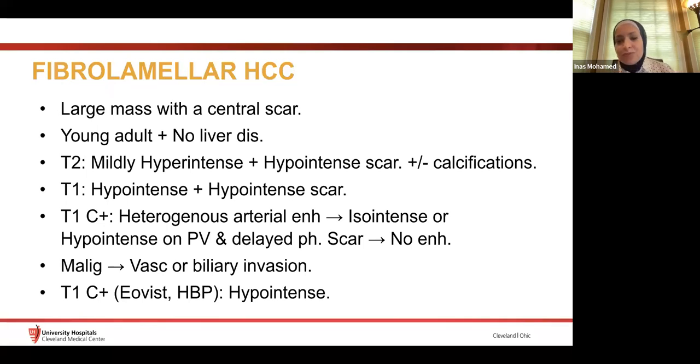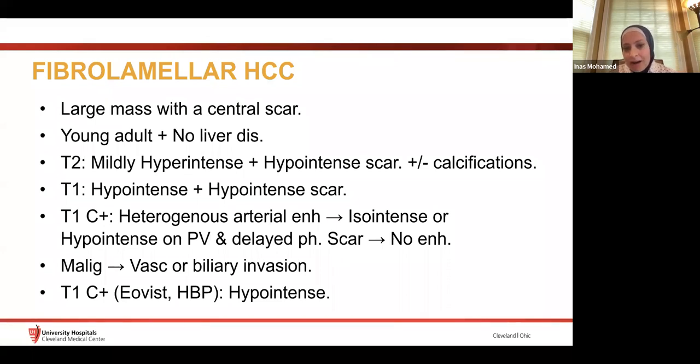I understand if you put cholangiocarcinoma in there, it might be, but I wanted to show you the CT because of the calcification. A healthy liver with this calcification in there, fibrolamellar HCC has to be on the top of your differential. So it's a large mass with a central scar. It's a young adult with no liver disease.